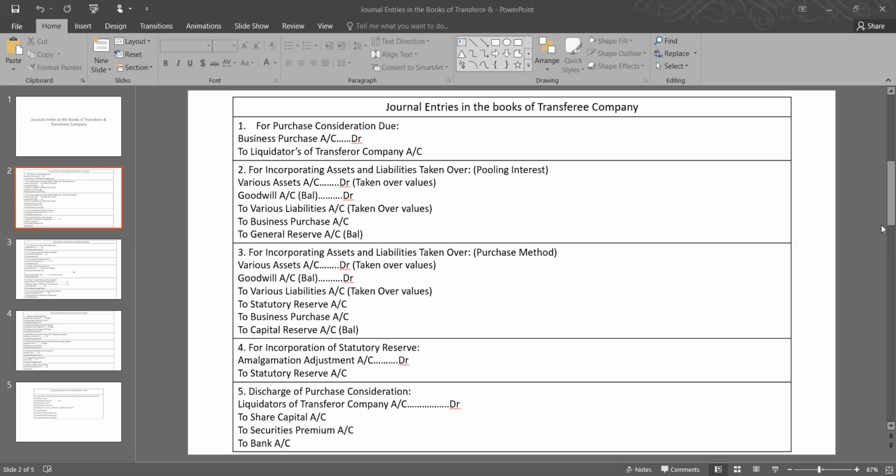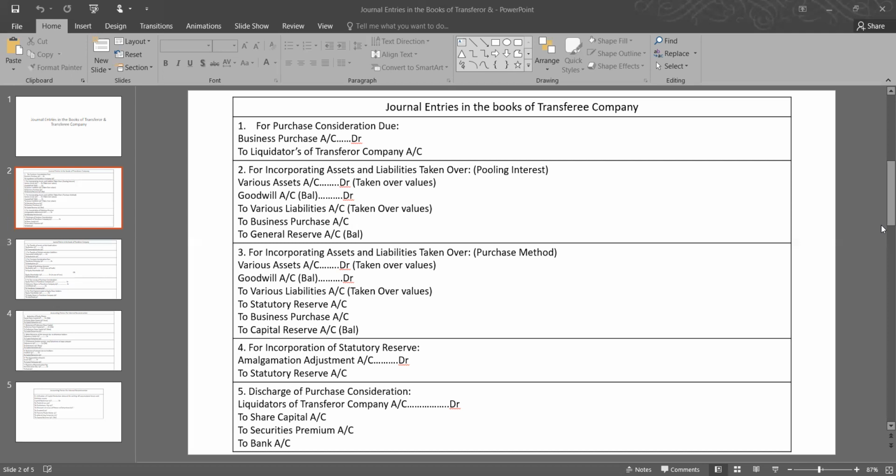As we already explained, in amalgamation we have two methods, pooling of interest and purchase method. For both cases, we have separate journal entries. One thing we should remember is that in case of pooling of interest, we should not take over the statutory reserve, but in case of purchase method, we can take over the statutory reserve.